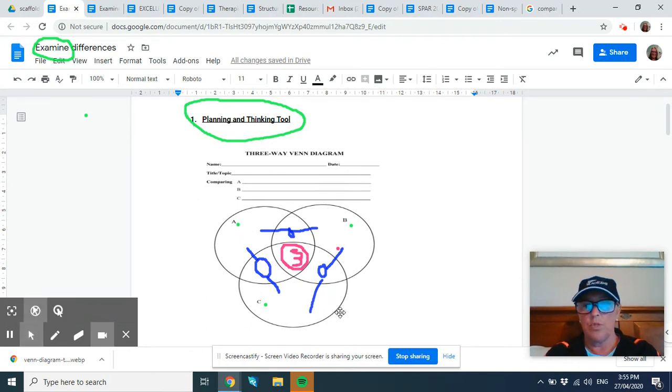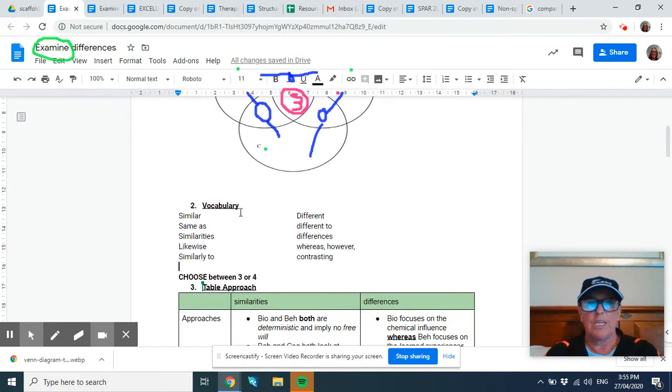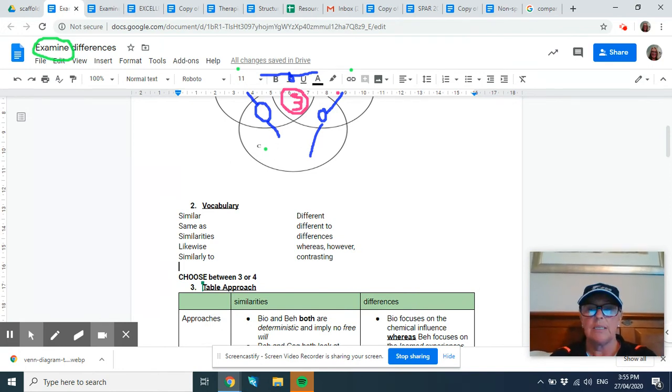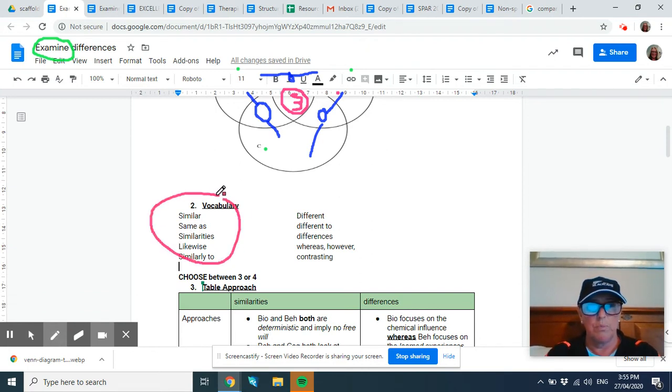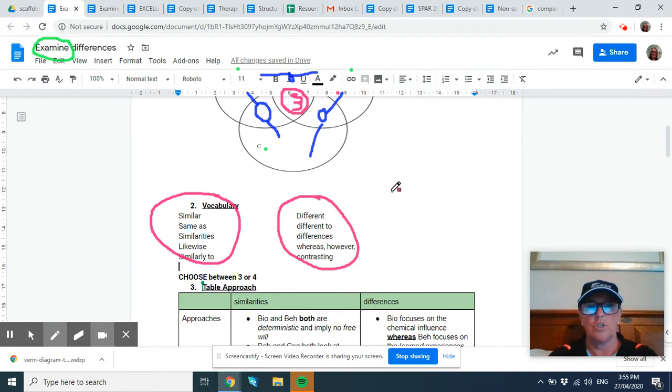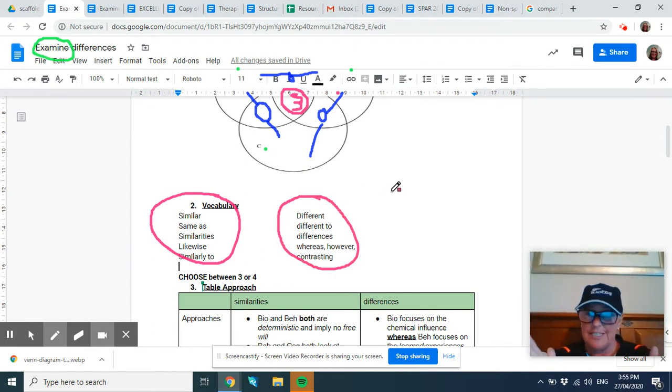Okay, once you've done your thinking, then you need some vocabulary, because when we're writing or putting together a similarity and difference piece, we need some vocabulary to show the reader the differences. So these words here are all words you can use when you're comparing them and showing the similarities, and these ones here are all words you can use when you're saying they're different.